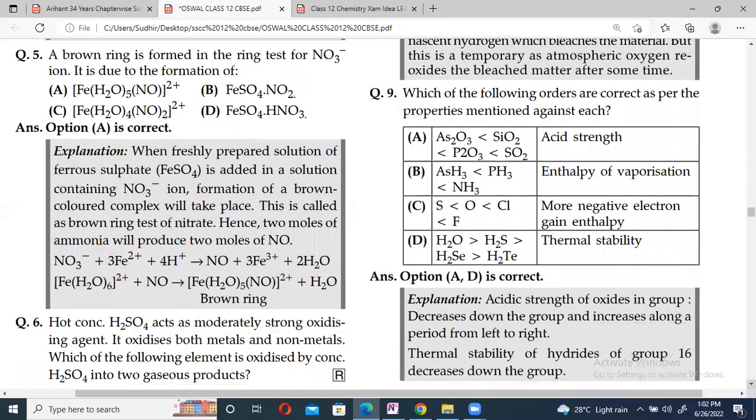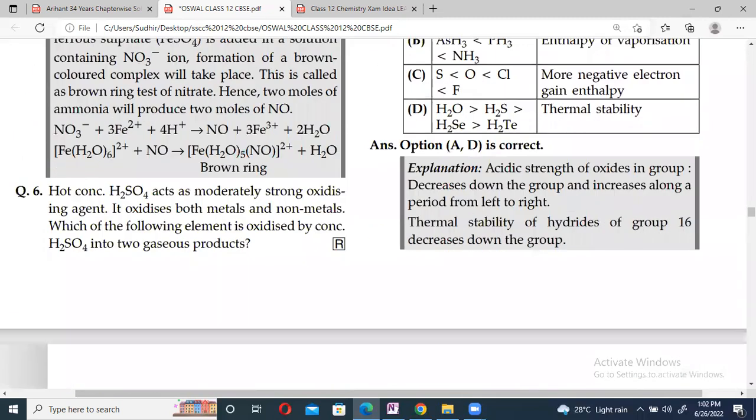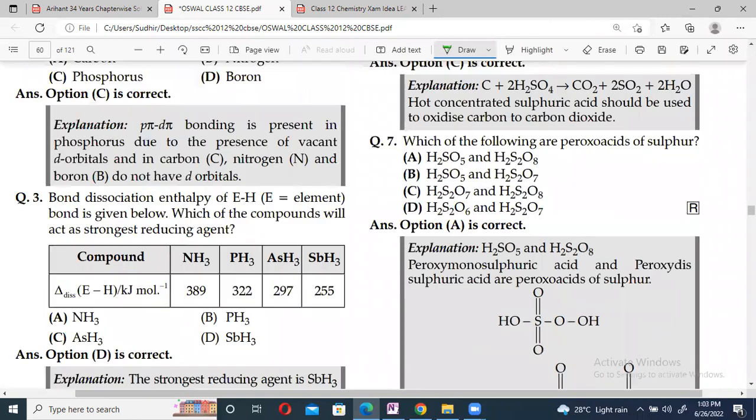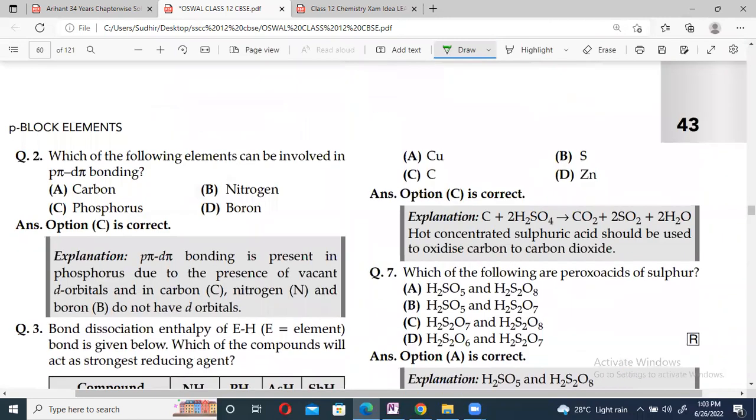You can see question number 6 is given. Hot concentrated sulfuric acid acts as a moderately strong oxidizing agent. It oxidizes metals and non-metals. Which of the following elements is oxidized by hot sulfuric acid to give two gaseous products? This question has already been asked in the exam also. The options are copper, sulfur, carbon and zinc. But the answer is carbon.